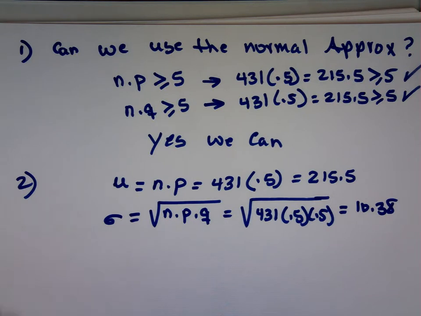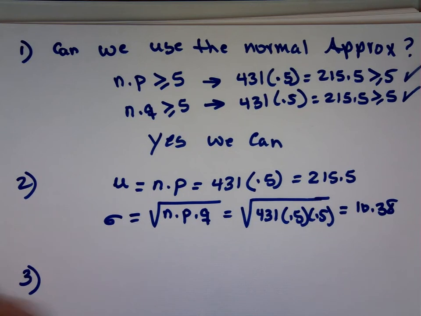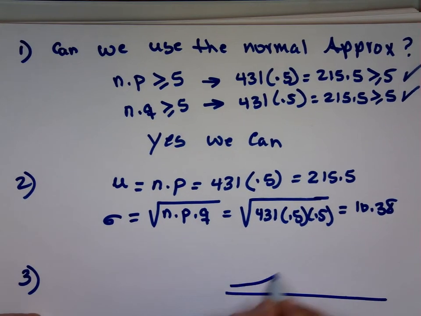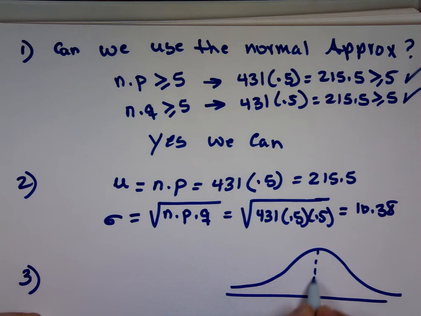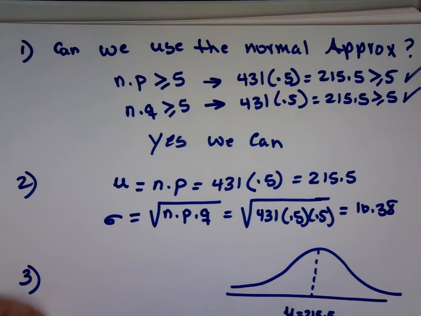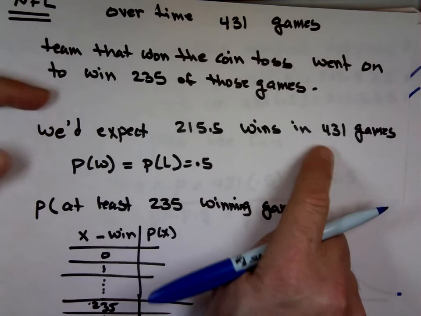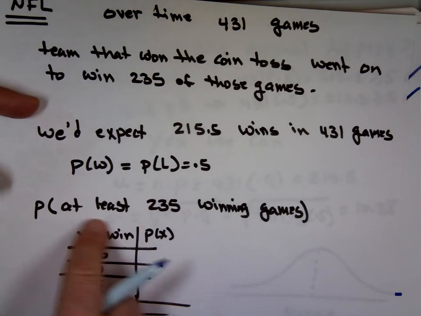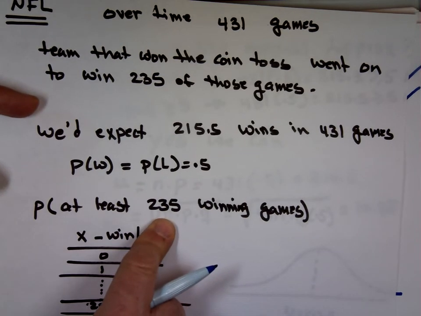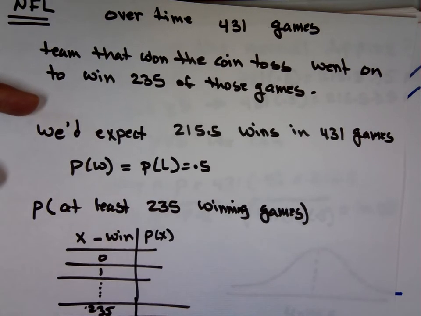So here's step number 3. I'm going to graph it. We're going to treat it as a normal distribution with the average of 215.5 and standard deviation of 10.38. And the question, let me go back here, is what is the chance of a team winning at least 235? What does at least 235 mean? Is the 235 included?